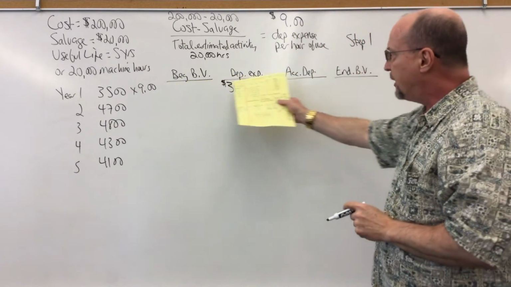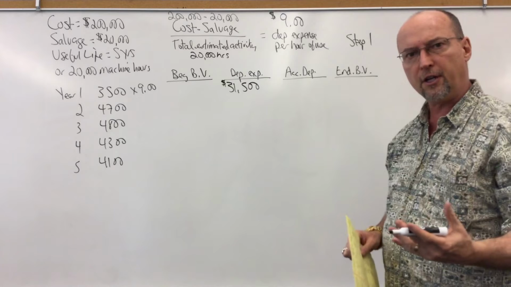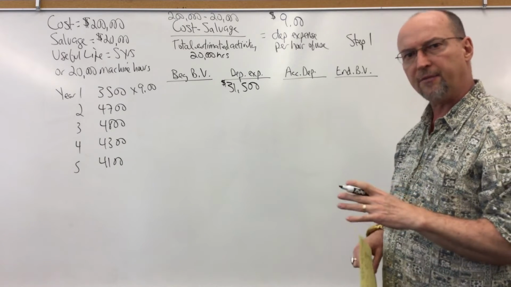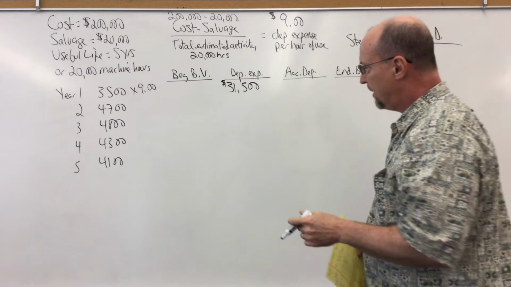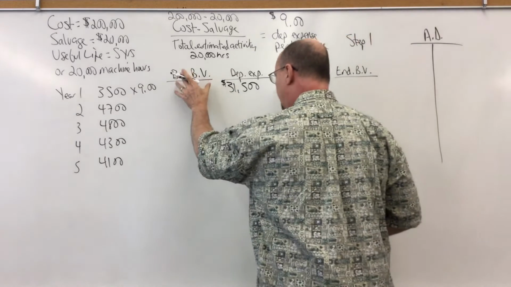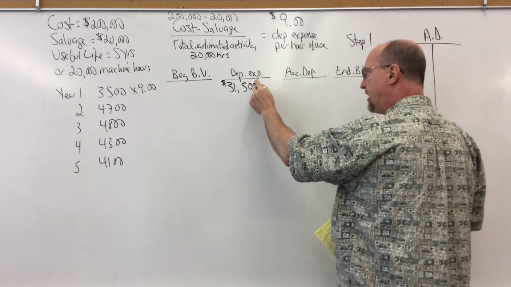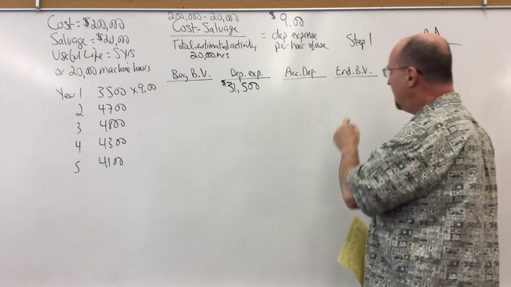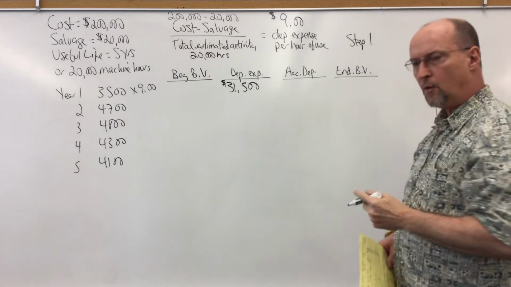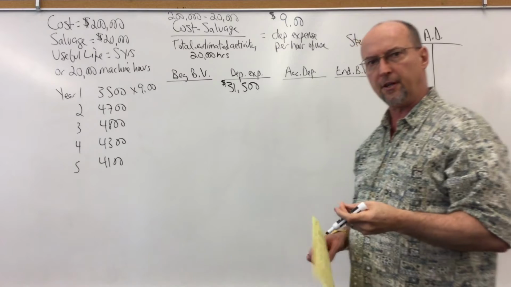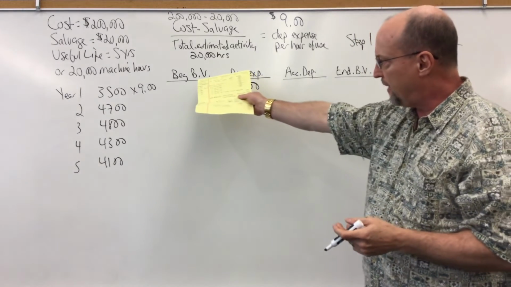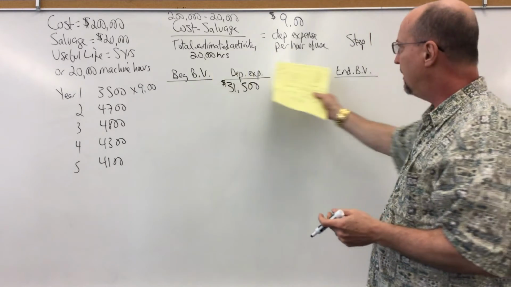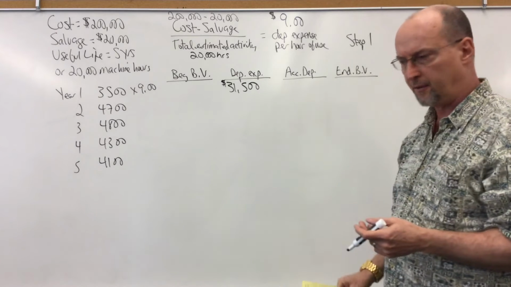Now, I put up a schedule here that I think you'll find very useful when doing depreciation for any method that we use. Notice we have 4 columns: beginning book value, depreciation expense for the year, accumulated depreciation, and ending book value. We'll assume that the year ends on December 31st. Beginning book value would be January 1st. Ending book value would be December 31st.